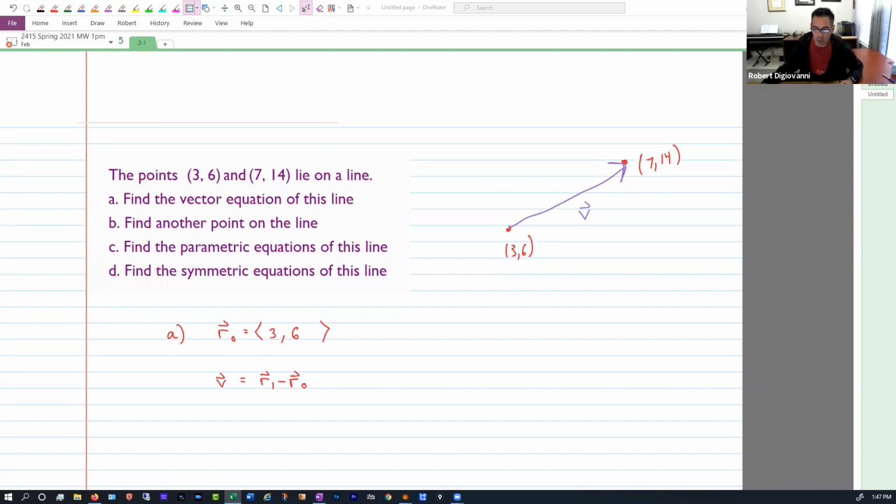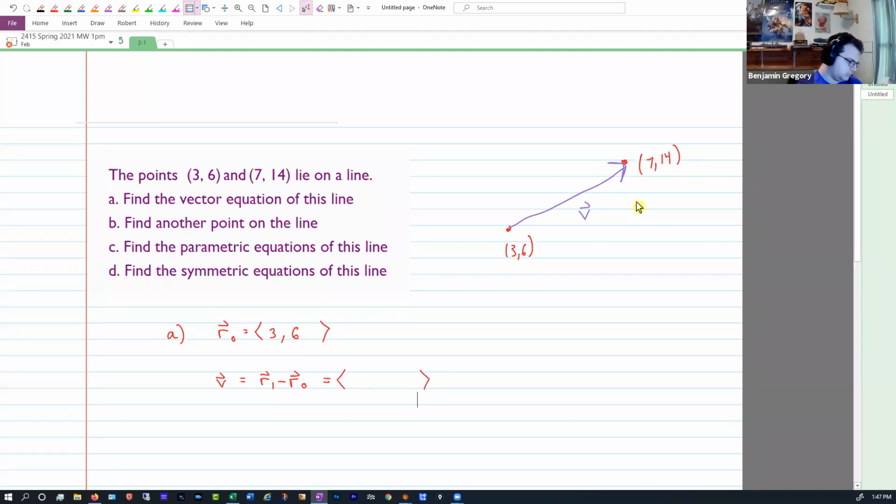Benjamin, what is the vector V for us then? The vector that connects the point 3, 6 to 7, 14. It should be 4, 8. 4, 8. Everyone clear on that?